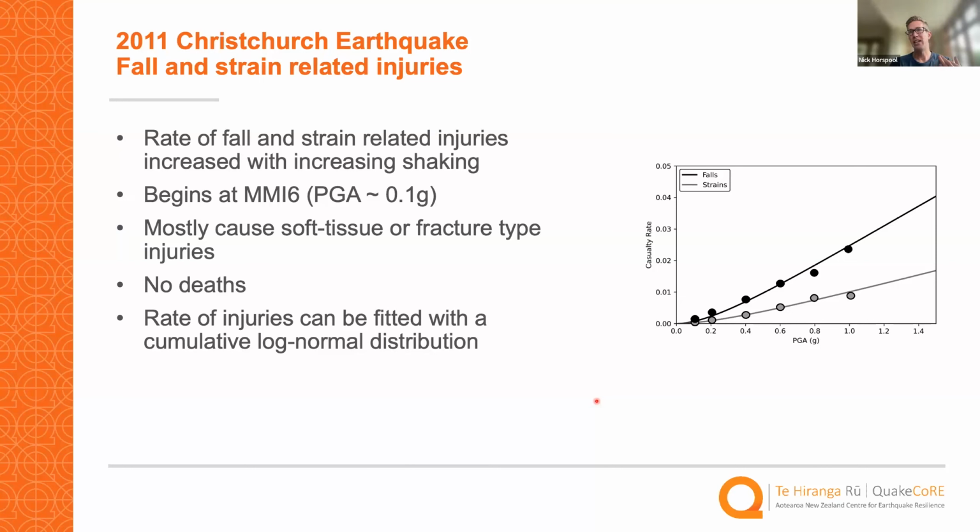What this means is we can use this model for forecasting, given a shaking acceleration, the rate that we may expect people to fall over. So this could be used for things like looking at building floor accelerations and at what level we might expect people to fall over and potentially be injured from accelerations. It's important to note that while this dominates the injury numbers, there were no deaths from falls or strains.